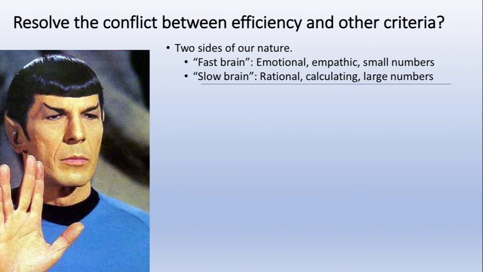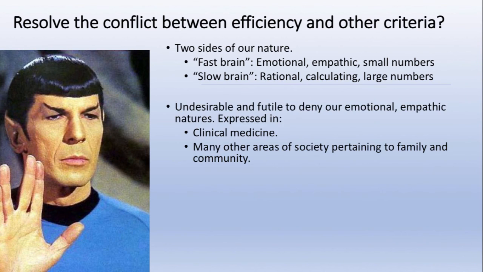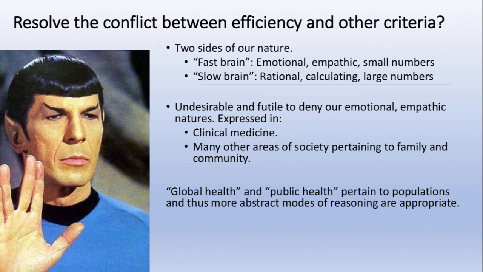While nobody hopes or believes that we should advance to a state of Spock-like hyper-rationality, that it is undesirable and futile to deny our emotional, empathic natures, that these have important expressions in many aspects of our life, such as clinical medicine and many other areas of society pertaining to family, friends, and community, there is another realm, the realm of global health and public health, which by definition pertains to population, large numbers, and thus is appropriate for the more abstract modes of reasoning characterized by our slow brain. What we find unacceptable is a refusal to acknowledge that trade-offs are real and consequential.